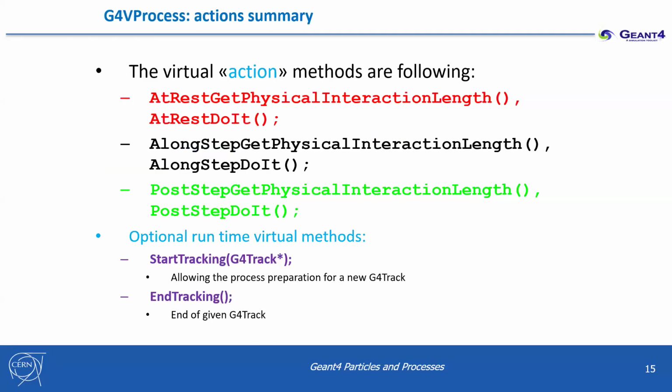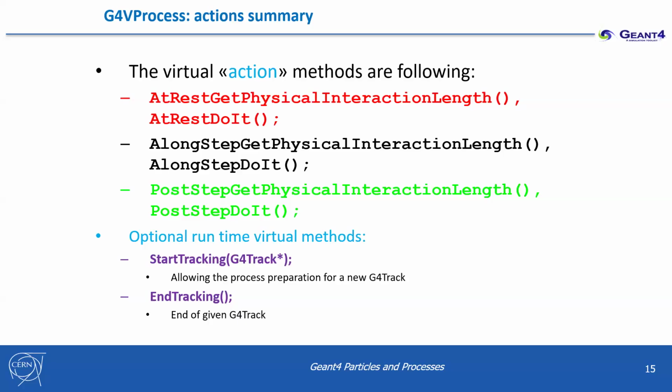There are virtual actions which are implemented for all processes. AtRest get physics interaction length, AtRest do it. AlongStep get physics interaction length, AlongStep do it. PostStep get physics interaction length, PostStep do it. In case of AtRest, no length can be provided via AtRest, but we may provide a time.